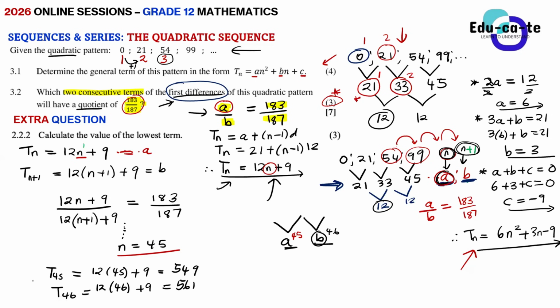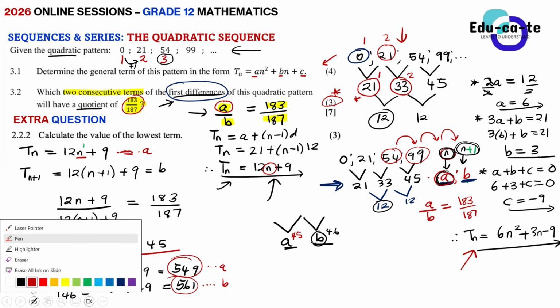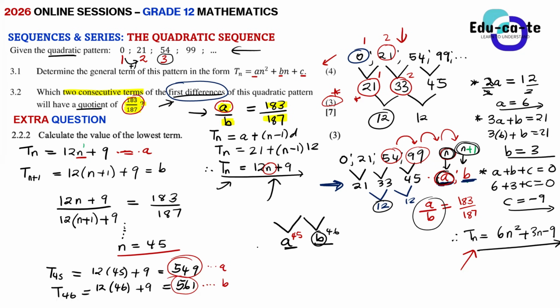These are your answers. So these are the two consecutive terms, 549 and 561. If you want to confirm your answer, you just need to do their quotient. We say this is term A, the first one, the one that occupies position n, which is 45. Then this is term B, which occupies position n plus 1, which is 46. So if you do the quotient A over B, because we said the smaller number over the bigger number, that's going to be 549 over B, which is 561.